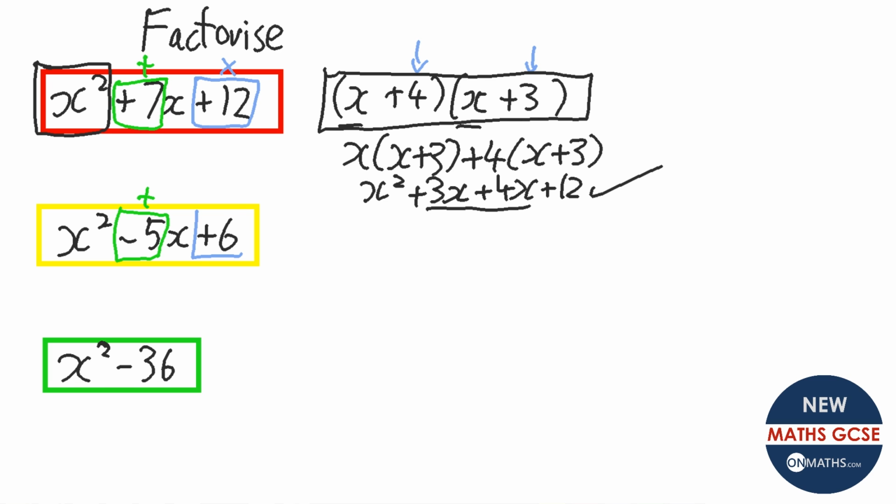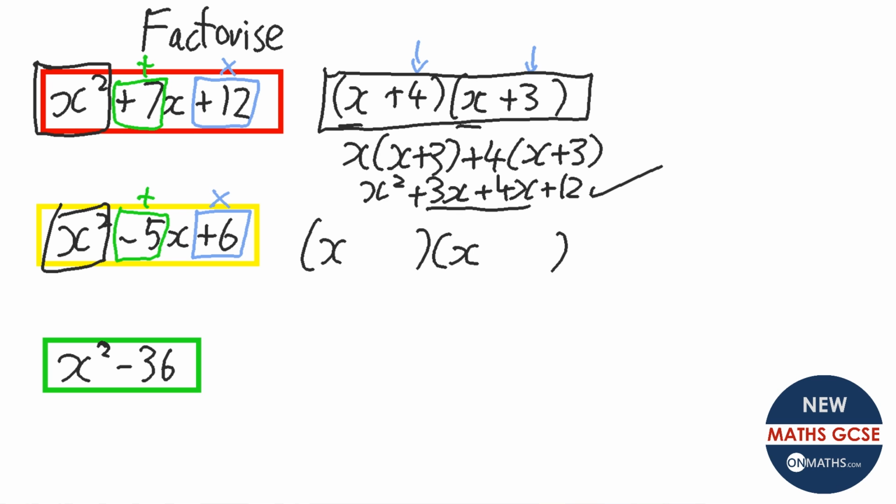Now, we've got a bit of a weird situation here. Now, we're going to do the same thing as we did before. Now, this is an x squared here, which it always is going to be, as I said before. So we know when we put our double brackets down, we're going to have x and x. Okay, but they've got to times together to make a positive number, but add together to make a negative.